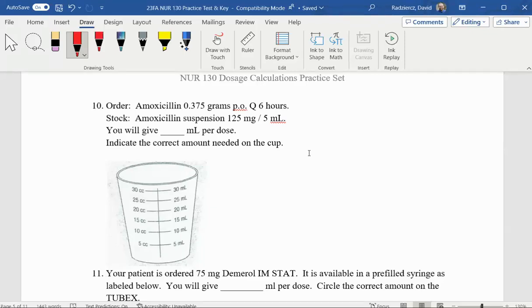Okay, because it'd be by default 6 hours. Okay, so it's just one dose. All right, thank you. So other than that, I just take out 6 hours. Everything cancels out except for the milliliters, and so I do the math: 5 times 1,000 times 0.375 divided by 125, and I get the answer. Correct. What do you get?